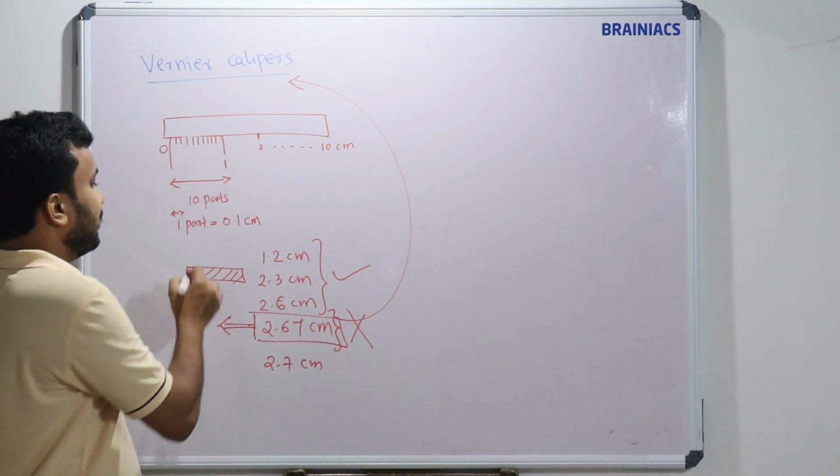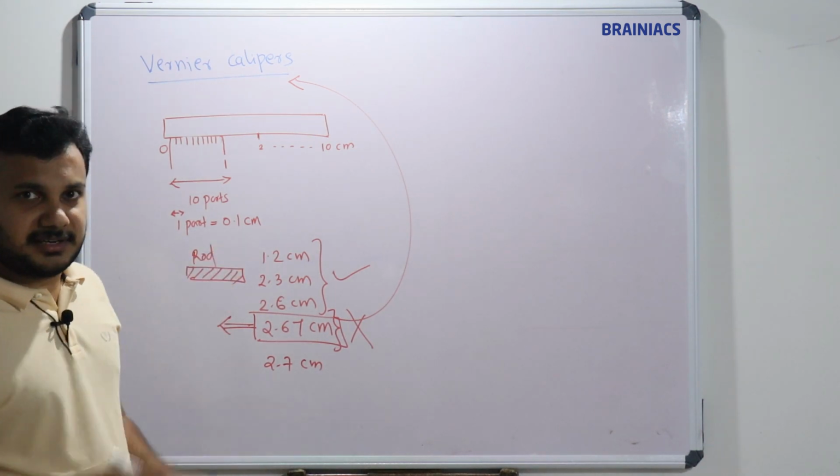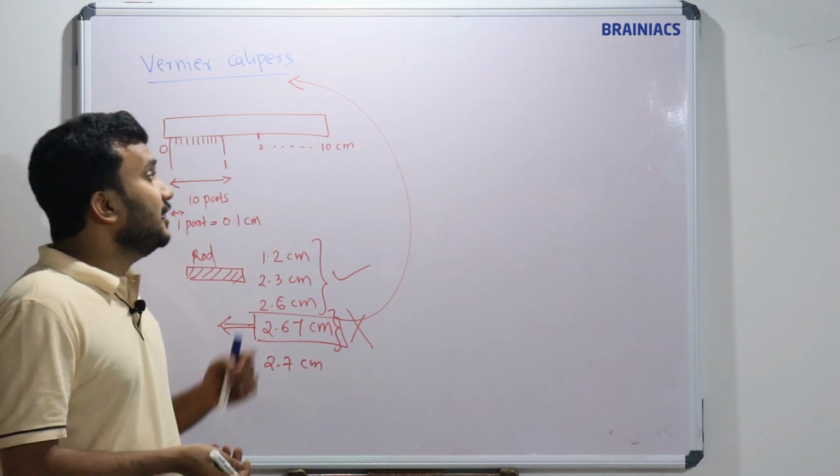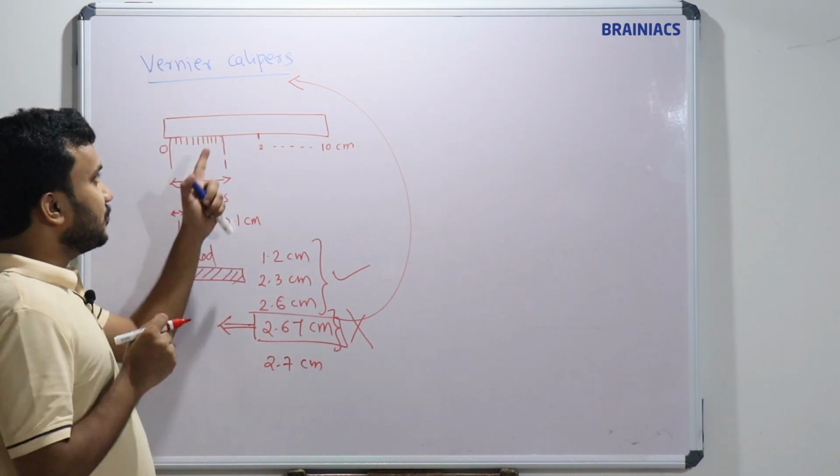Here we are measuring a diameter of a rod. Similarly, if you are measuring anything, whether it's a cylinder or a pipe, this vernier caliper will give you an accurate value. Okay, so this is a problem.